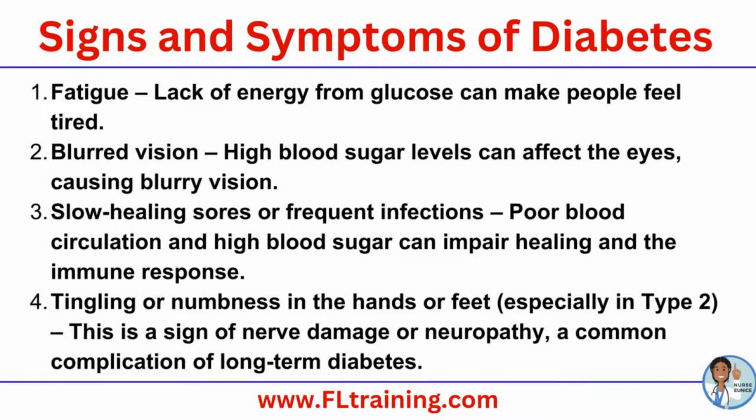Signs and symptoms of diabetes also. 1. Fatigue, lack of energy from glucose can make people feel tired. 2. Blurred vision. High blood sugar levels can affect the eyes, causing blurred vision. 3. Slow healing sores or frequent infections. Poor blood circulation and high blood sugar can impair healing and the immune response.